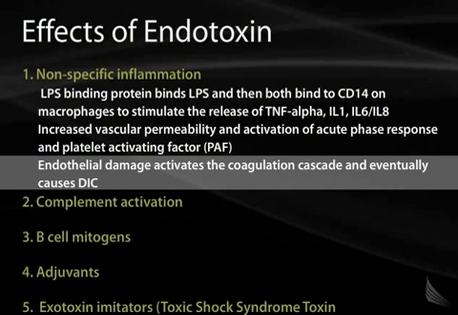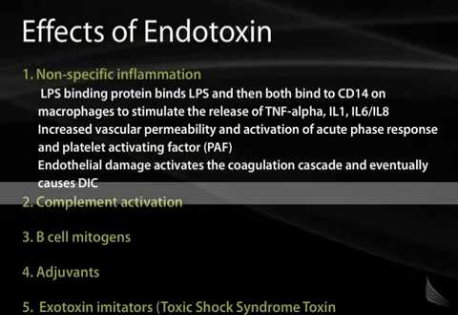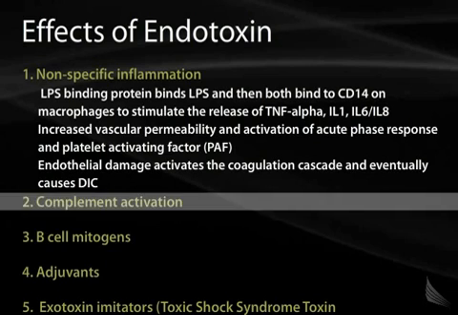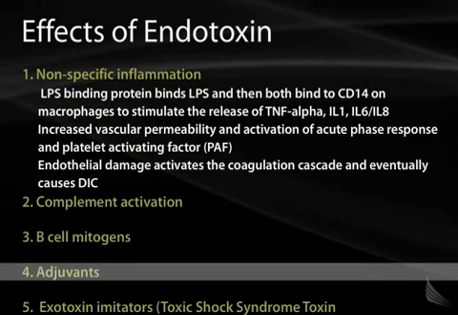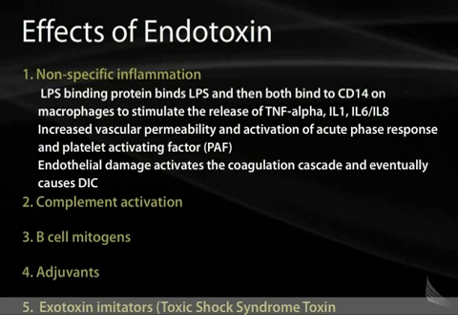In addition to nonspecific inflammation incited by LPS, you'll get complement activation. LPS acts as a B-cell mitogen to kind of ramp up the humoral immune response. And it acts as an adjuvant, which basically primes your immune system to be on the lookout for new antigens in the form of bacteria. There are exotoxin imitators, which is what we see in the toxic shock syndrome toxin.